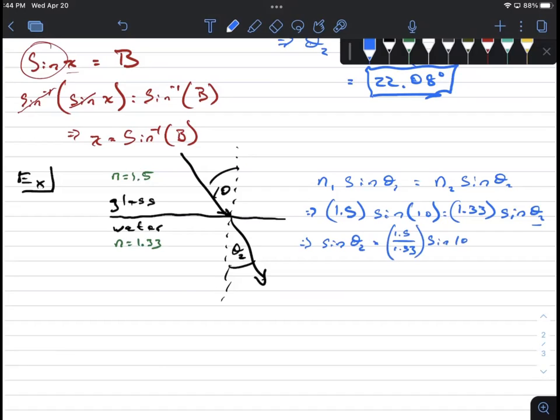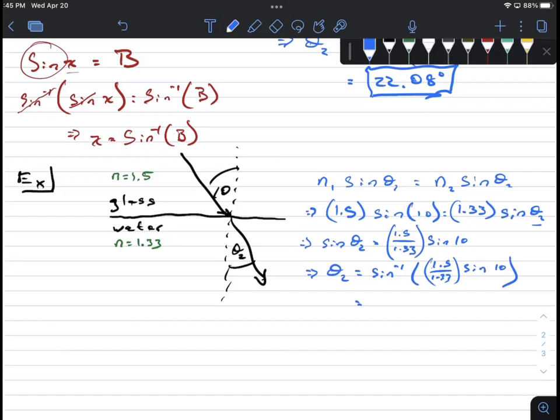And then, of course, I want to get out of the sine. So I do inverse sine of both sides. Theta 2 is inverse sine of 1.5 over 1.33 sine of 10. Now, before I get an answer, I remind myself in my head, in this case, I'm going from more dense to less dense. Glass, of course, is more dense than water. Or another way of remembering is the index of refraction for glass is bigger than water. So I expect my angle to get bigger. So the answer I should be getting should be bigger than 10.